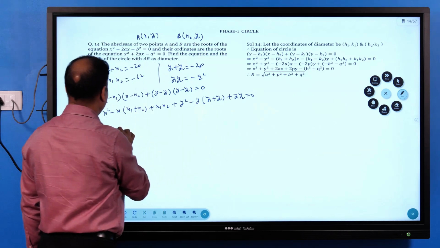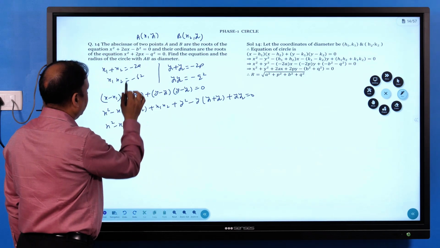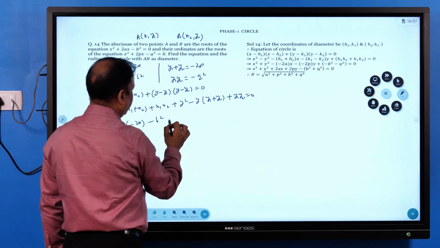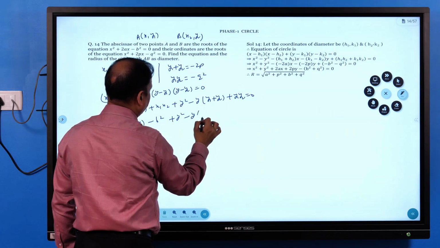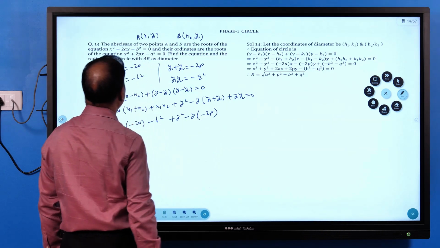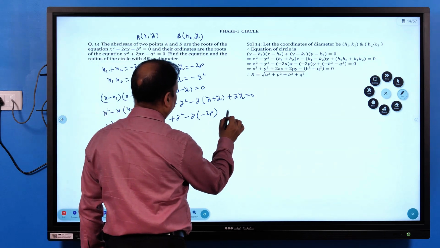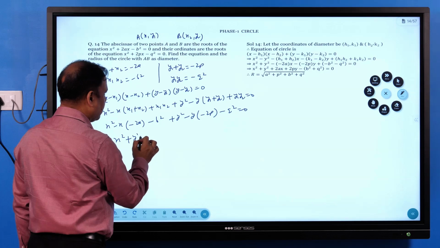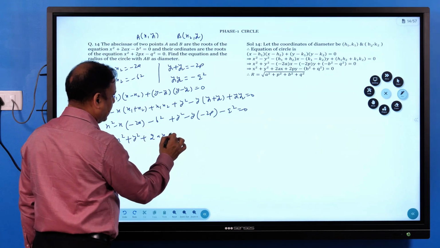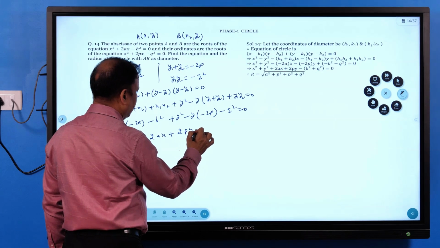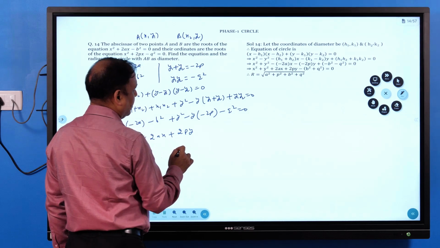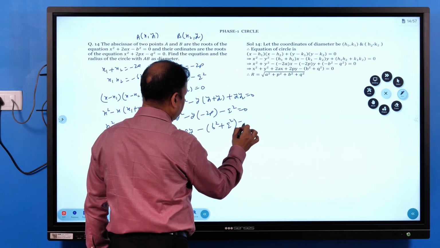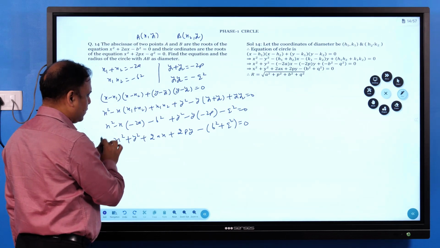Put the values. So we'll get x square minus x, x1 plus x2 is equal to minus 2a, this is minus b square, plus y square minus y, minus 2p, minus q square is equal to 0. So this will be x square plus y square plus 2ax plus 2py minus b square plus q square is equal to 0. This is the equation of the circle.